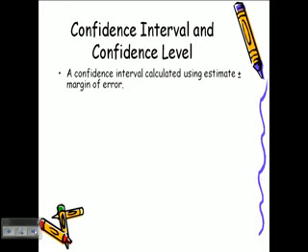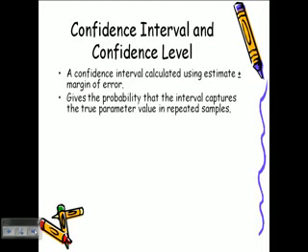In the example on IQ and college admissions, as well as in the statistical applet, we had selected 2 standard deviations. The confidence level that we select gives the probability that the interval captures the true parameter value in repeated samples. Remember that from the applet we could set that confidence level to be 80%, 90%, 95%, or 99%. These are 4 options that you have. The confidence level calculates the success rate for the interval.